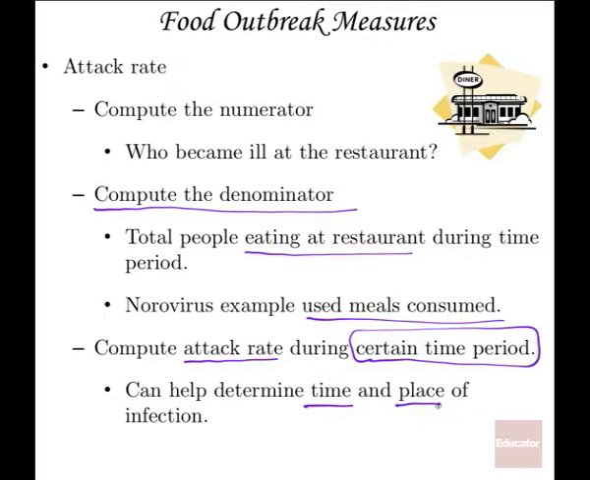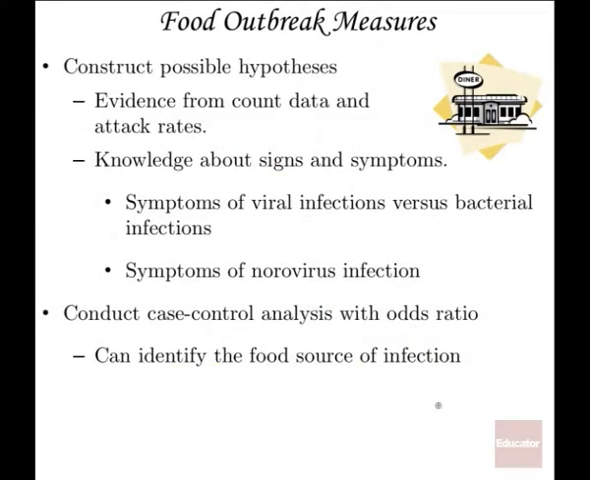So you could do food outbreak measurements by place, by restaurant, by institution, by market. So how you do it is really important because it can give you a lot of clues in terms of what's going on. Then after you have your attack rates and you see that indeed it's a problem, you construct possible hypotheses or questions. You construct these hypotheses by examining the evidence that you already have and looking at your data. But also very important is your knowledge about certain symptoms and signs related to particular pathogens.